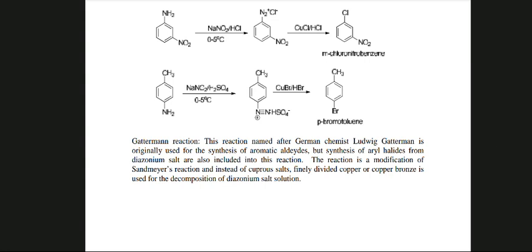Gattermann reaction. This reaction, named after the German chemist Ludwig Gattermann, was originally used for the synthesis of aromatic aldehydes, but the synthesis of aryl halides from diazonium salts is also included in this reaction. The reaction is a modification of Sandmeyer's reaction, and instead of cuprous salts, finely divided copper or copper bronze is used for the decomposition of the diazonium salt solution.